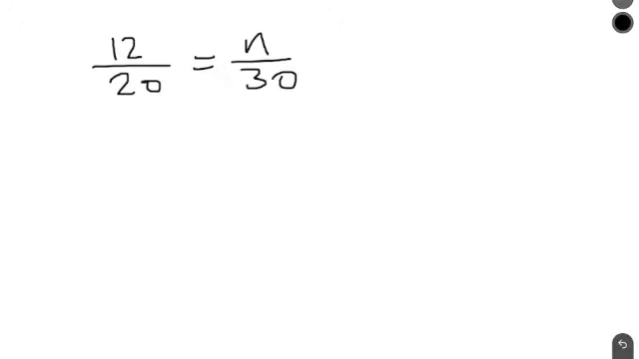Okay. So the first example we'll take a look at is if we see, for example, two fractions. In this one, we want to find the missing term. So basically, we're going to find n using this proportion principle that we went over.